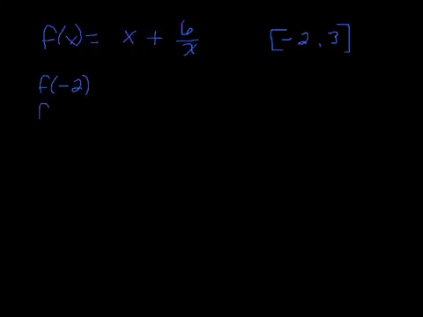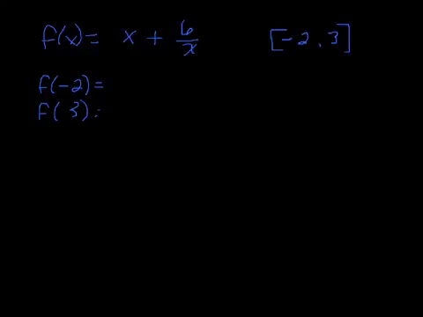Obviously, the two endpoints of your interval are always going to be two of your test points. And now what we need to do is find out where this derivative is equal to 0, or where the derivative does not exist. That's another point that you have to use as a test point.